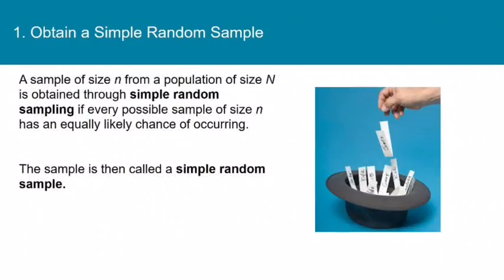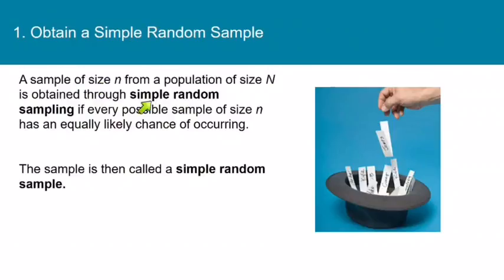Okay, so now we know a little bit about what a random sample is. Let's talk about a simple random sample. So here's a definition. A sample of size lowercase n from a population of size capital N is obtained through simple random sampling if every possible sample of size little n has an equally likely chance of occurring. The sample is then called a simple random sample. Notice that we use lowercase n to denote sample size, and we use capital N to denote population size, and that is a constant thing throughout the course.